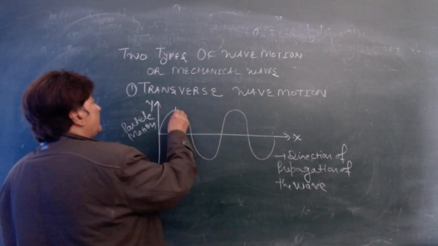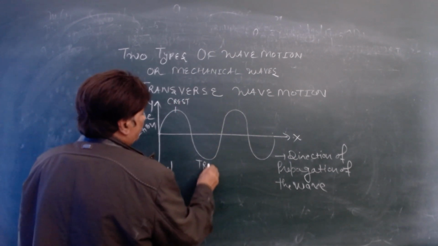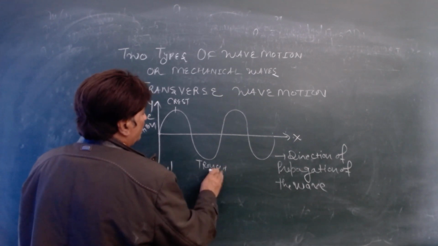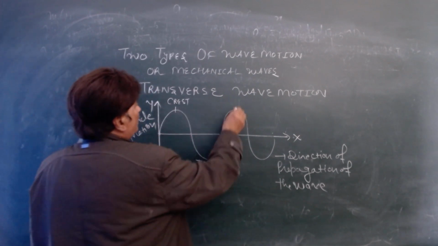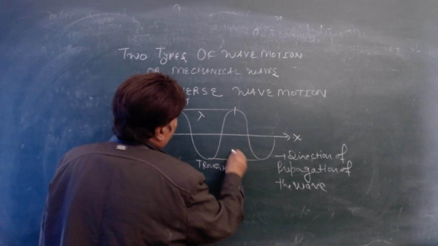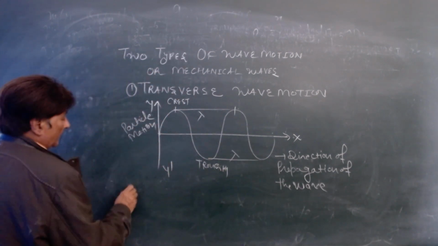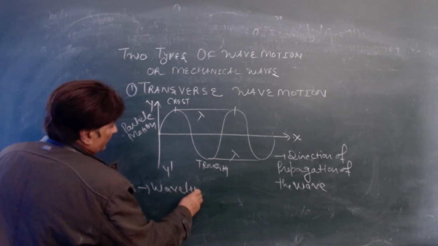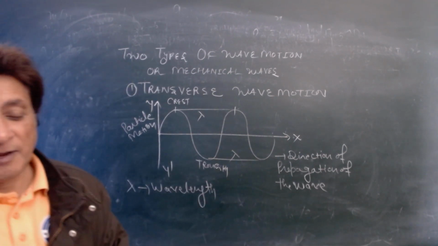This is called crest and this is called trough. The distance between two consecutive crests or the distance between two consecutive troughs is called wavelength. So lambda is known as what, students? This is known as wavelength.